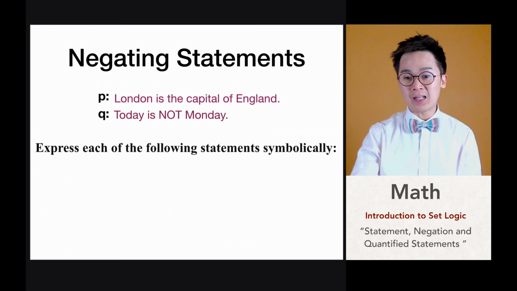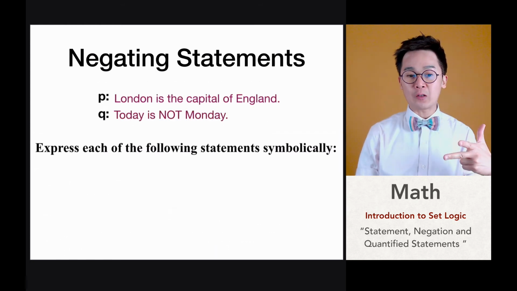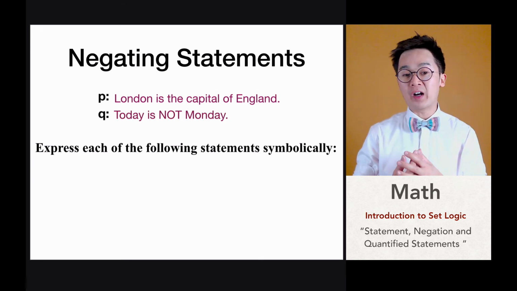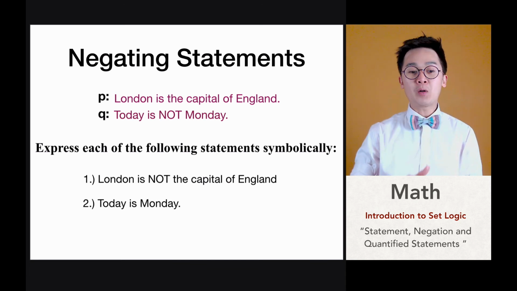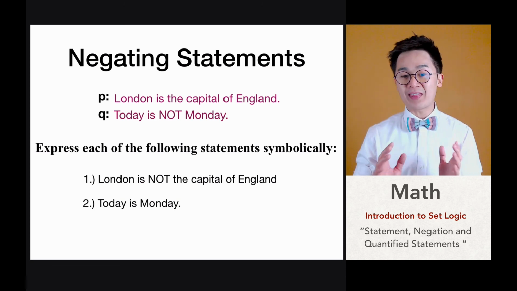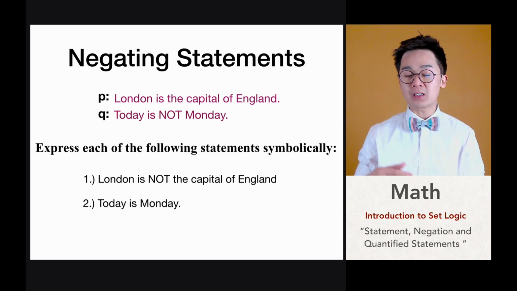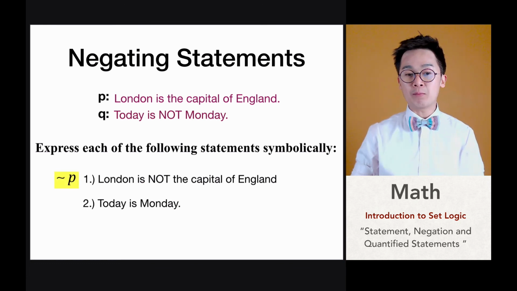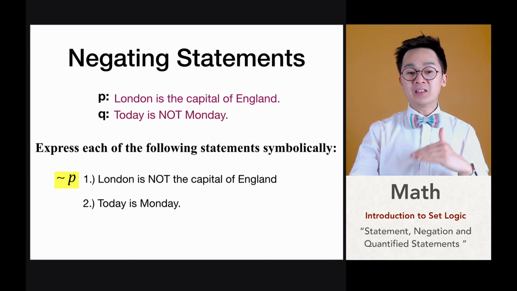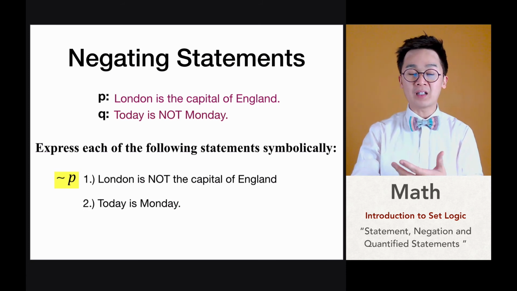So let's say we have two other statements, P and Q, but this time P and Q are different. P is London is the capital of England, and Q is today is not Monday. If we're going to express the following statements using symbols, on number one, the statement that we're going to change symbolically would be London is not the capital of England. If we're going to change this statement into a symbol, it would be the not P symbol, because P is London is the capital of England.